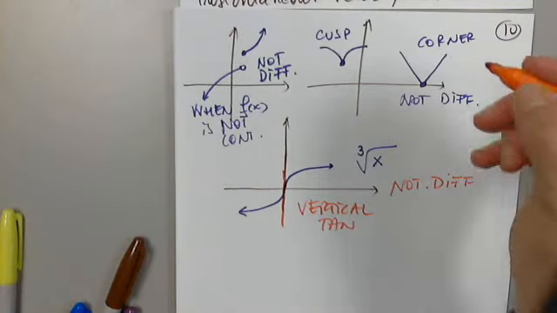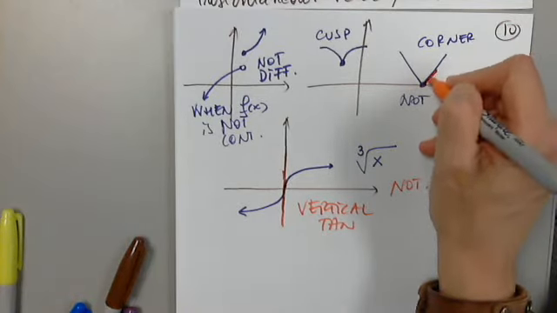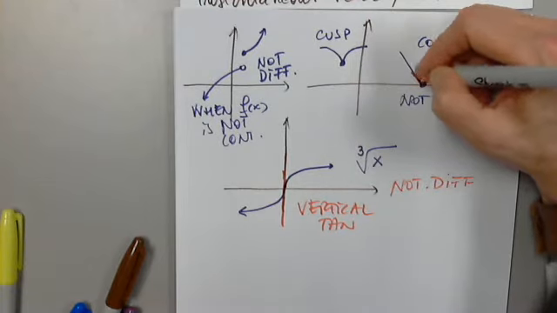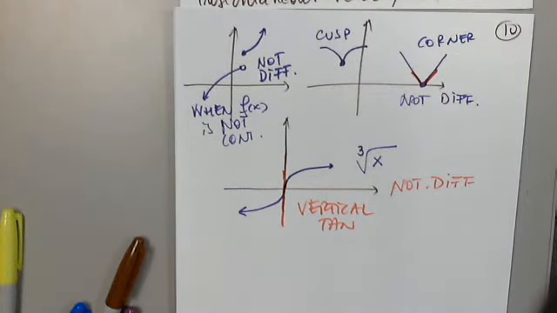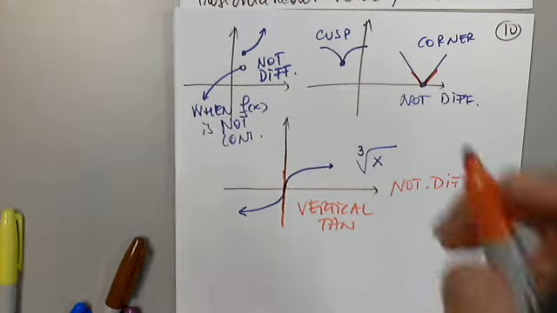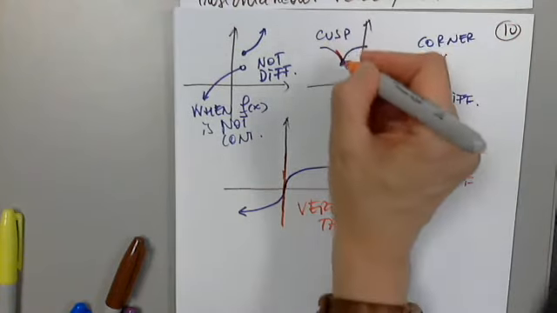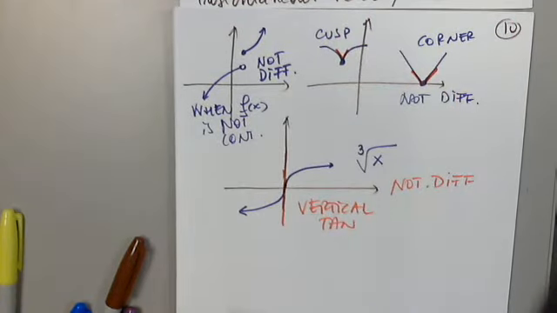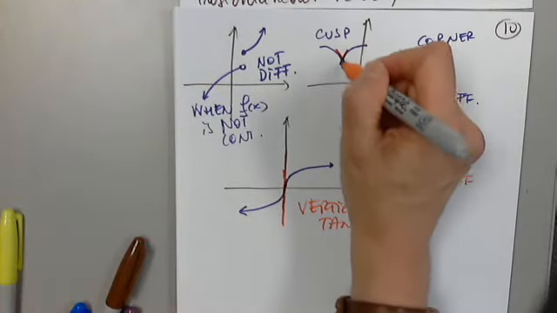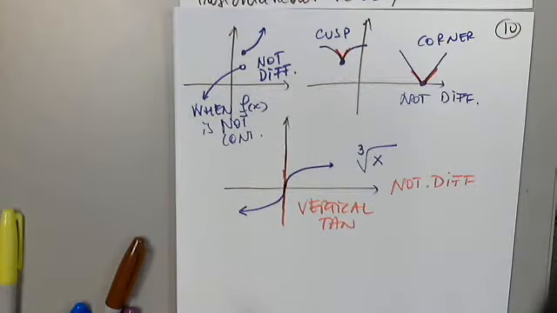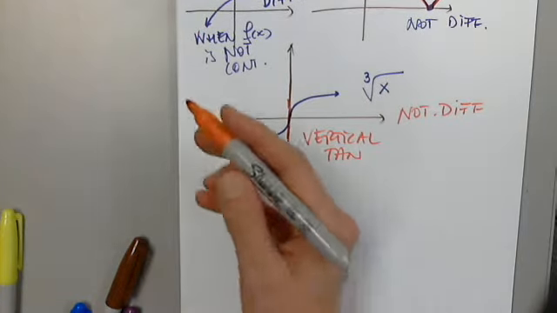Here it's not differentiable because on this side the slope of the tangent is positive, and on this side the slope of the tangent is negative. So which one is it? There is a gap in the graph of f prime. When f prime is not continuous, the function is not differentiable. The same thing here. This is a negative slope and this is a positive slope. So there is no unique tangent. At this point, I have two tangents. It has to have one tangent, not two. And here, of course, it's not differentiable because it's not continuous.